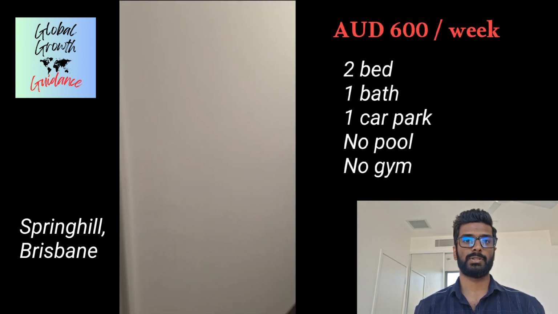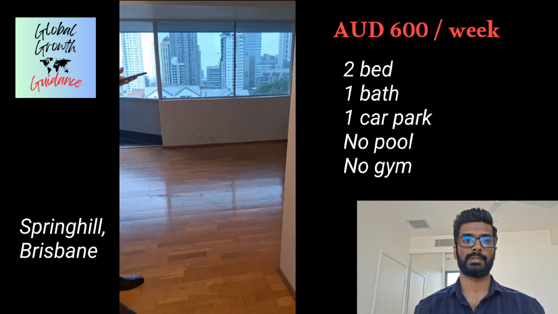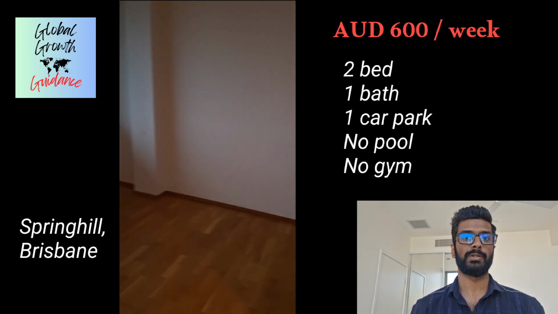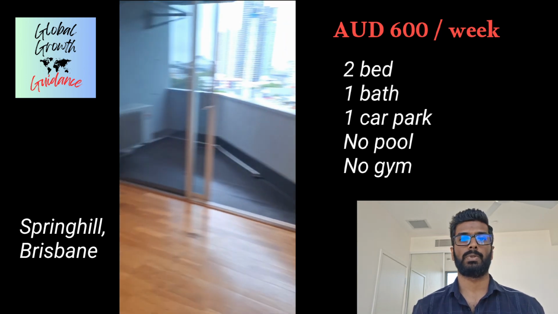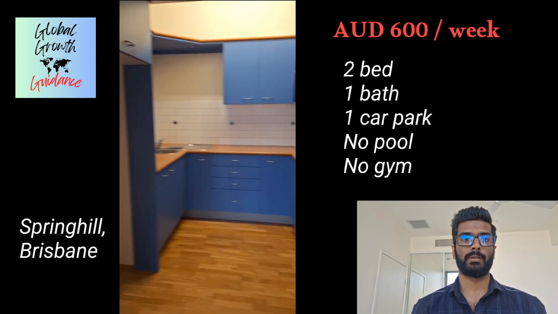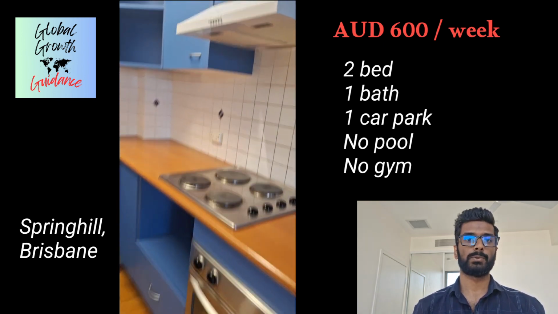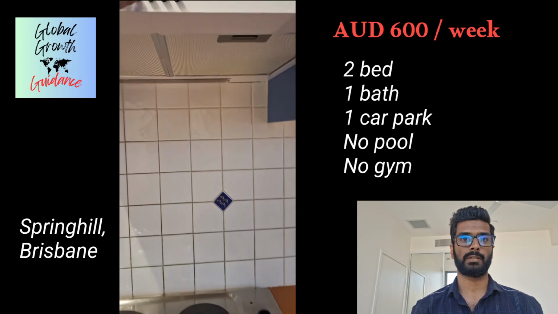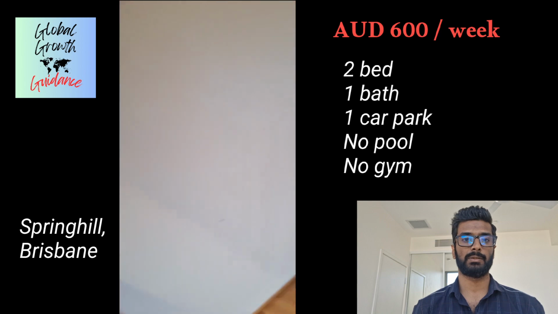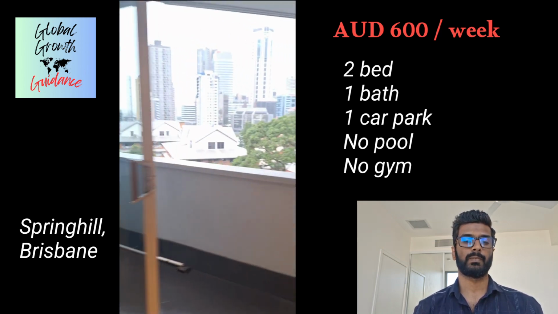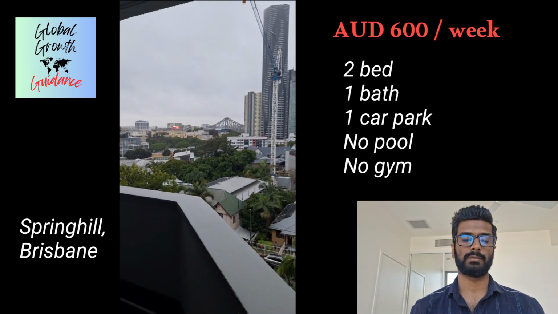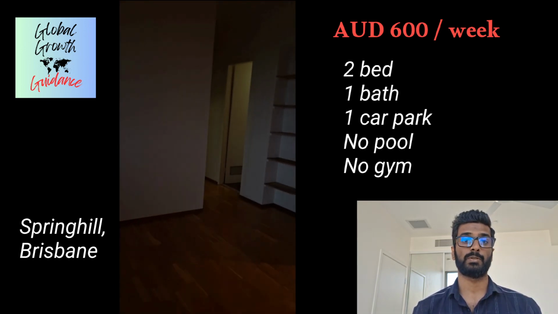The second place was in Spring Hill. Its rent was 600 per week. It had 2 bedrooms, 1 bathroom, 1 car park. It didn't have any pool or gym. Whenever we go to an inspection, make sure we check most of the commonly used things there to make sure that they're working. We liked the view of this place. It was the Brisbane city view.